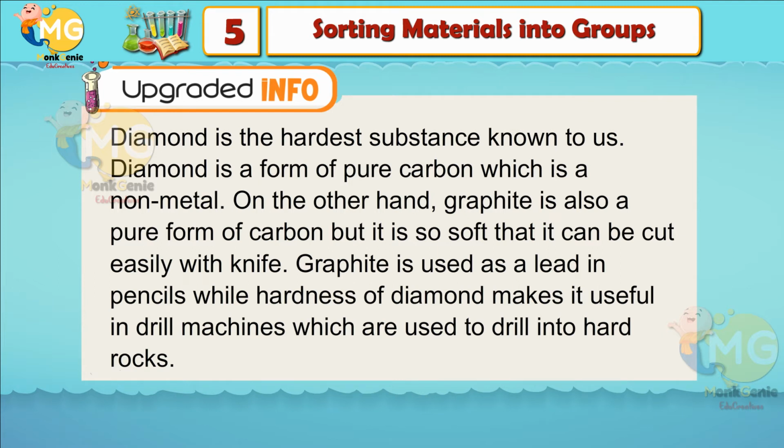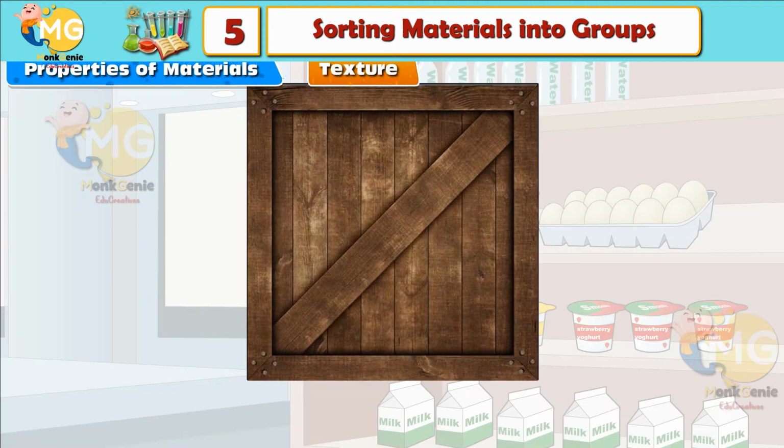Diamond is a form of pure carbon which is a non-metal. On the other hand, graphite is also a pure form of carbon, but it is so soft that it can be cut easily with a knife. Graphite is used as a lead in pencils, while the hardness of diamond makes it useful in drill machines which are used to drill into hard rocks.